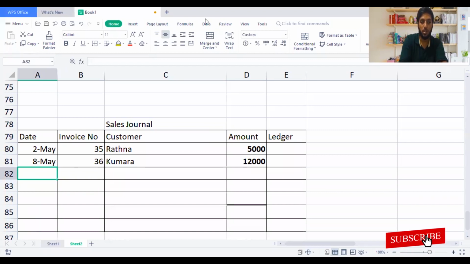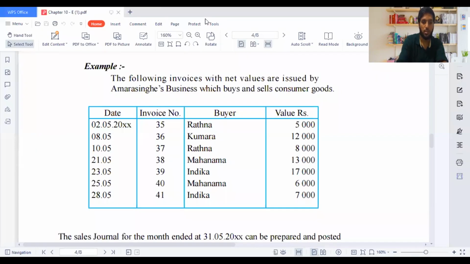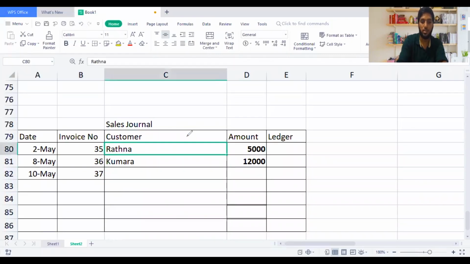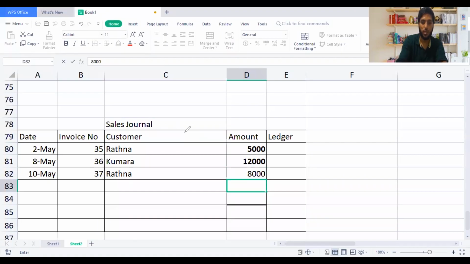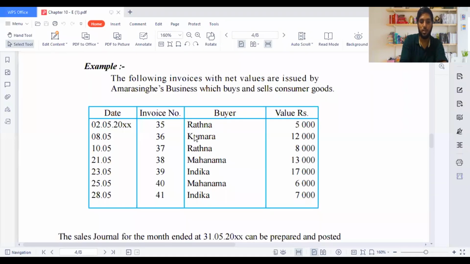Then we move on to the next part of the sum. We have 10th 5th, 37, Ratna. So 5th 10th, 37. Again, Ratna is the person purchasing from us. Then we move on to the amount and see what Ratna has purchased. It's 8,000. So I'm going to record 8,000. Right, guys? Then we have 10th May. We're almost done.